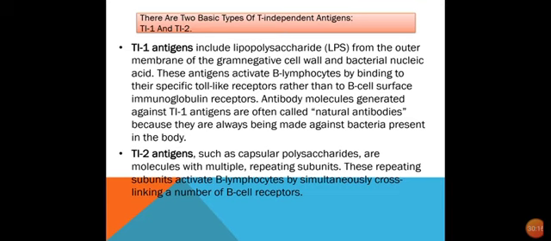TI2 antigens, such as capsular polysaccharides, are molecules with multiple repeating subunits. These repeating subunits activate B lymphocytes by simultaneously cross-linking a number of B cell receptors.